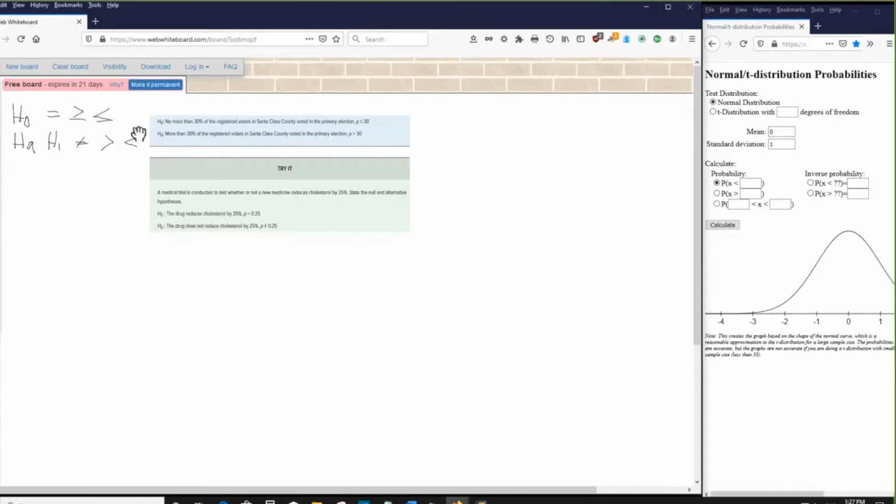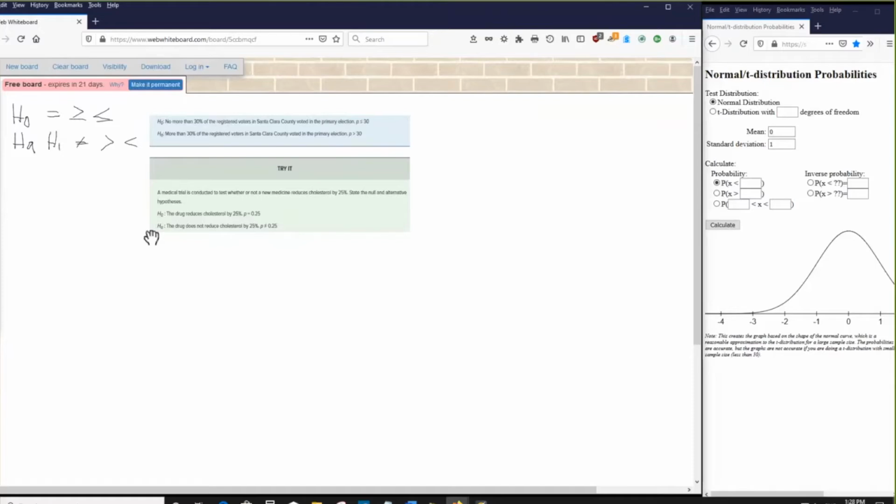Another example would be if a medical trial is conducted to test whether or not a new medicine reduces cholesterol by 25%. The null hypothesis would be the drug reduces cholesterol by 25%. So P would equal 0.25. And the alternative would be the drug does not reduce cholesterol by 25%. So the alternative hypothesis would be P does not equal 0.25.